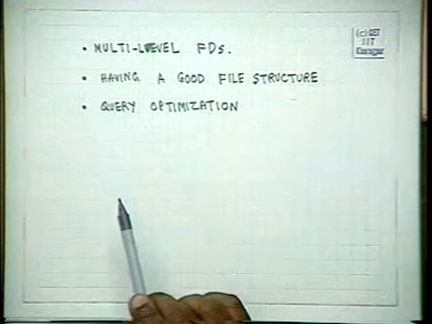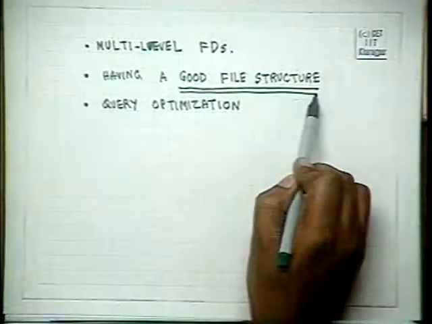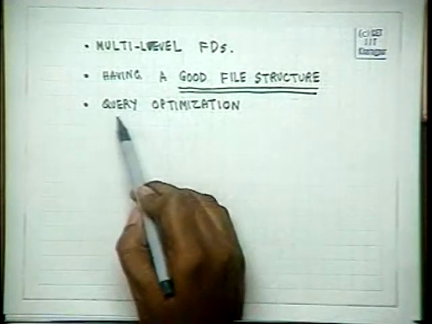And finally, you may want not to decompose because of some queries which occur very frequently on certain relations, certain attributes which would otherwise have been decomposed if you wanted to remove redundancy. So, we will now move on to the study of file structures, and we will see how file organization is done. Then we will see query optimization and the simple methods of optimizing a particular query. We will stop this.